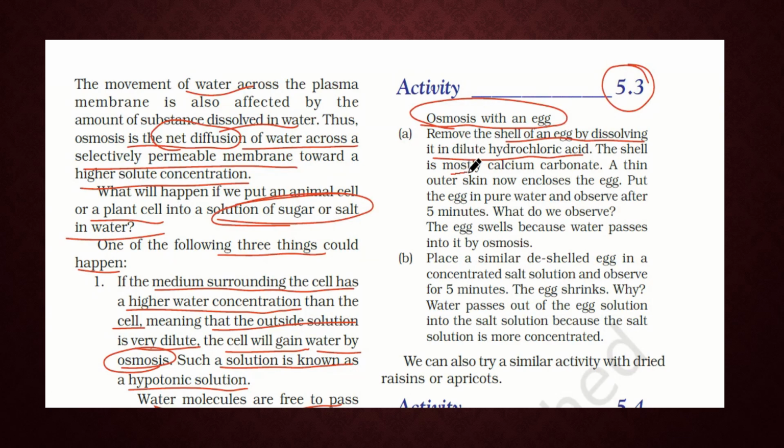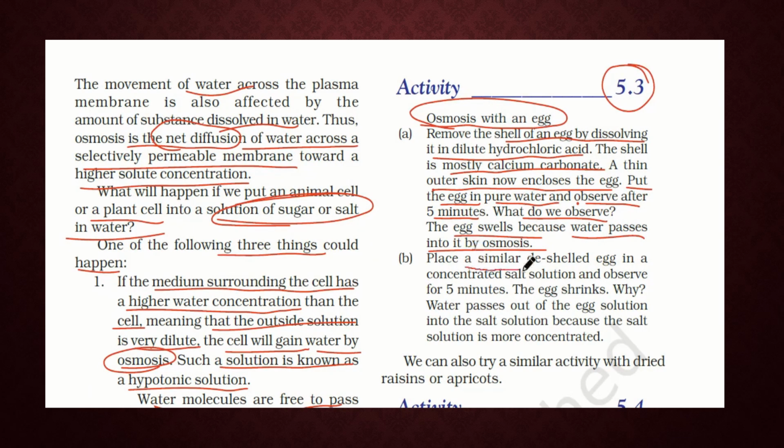Now the shell is mostly calcium carbonate. A thin outer skin now encloses the egg. Put this egg in pure water and observe after 5 minutes. What do we observe? The egg swells because water passes into it by osmosis. So you are just dissolving the outer part with dilute hydrochloric acid, and the shell is mostly made up of calcium carbonate, and the outer skin is now enclosing the egg inside, and it is put in the pure water. And now we will see that after 5 minutes the cell size has increased. So water is passing from the outside to inside.